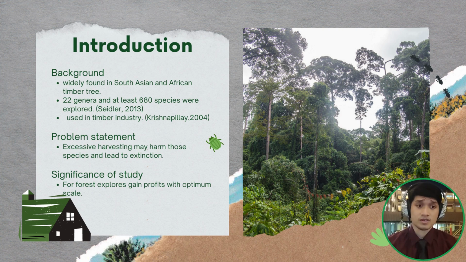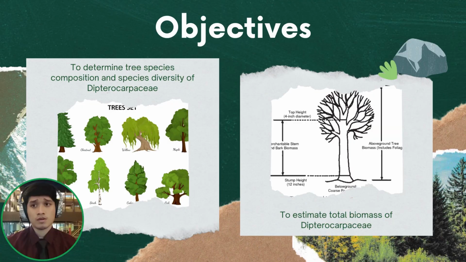The problem statement here is that excessive harvesting can cause the extinction of Dipterocarpaceae. Hence, forest explorers must gain profits by harvesting only on an optimum scale. There are two objectives for this study. The first is to determine the tree species composition of Dipterocarpaceae and also to estimate the biomass.